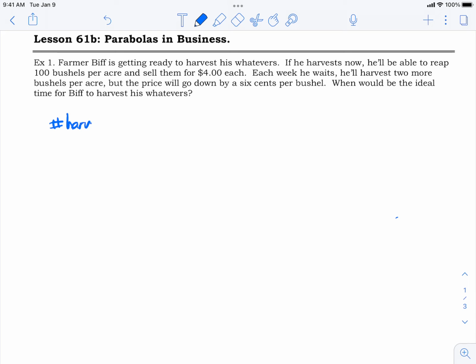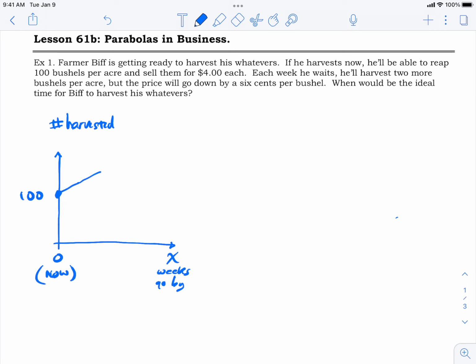So the number of bushels harvested per acre. It's something that I always think of graphically. As weeks go by, it's changing. Right now, if no weeks go by, what's it say, 100 bushels? Yeah, you're going to harvest 100 bushels. But that's changing. Every week that goes by, you're going to get 2 more. So if you wait 1 week, it's up to 102. If you wait another week, it's up to 104. Another week, it's up to 106, and so on.